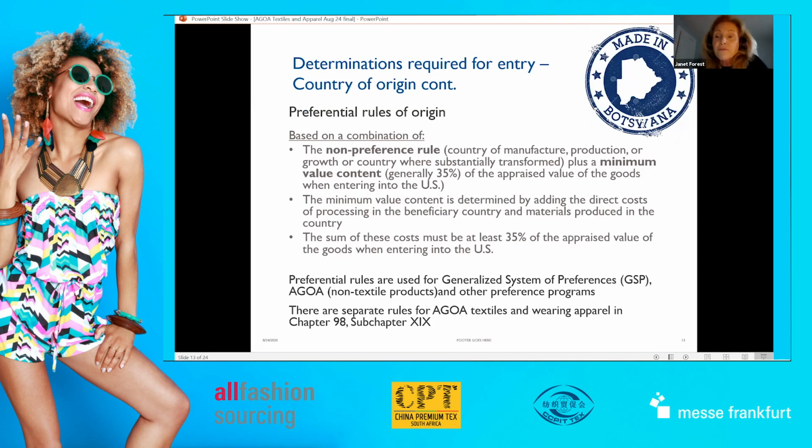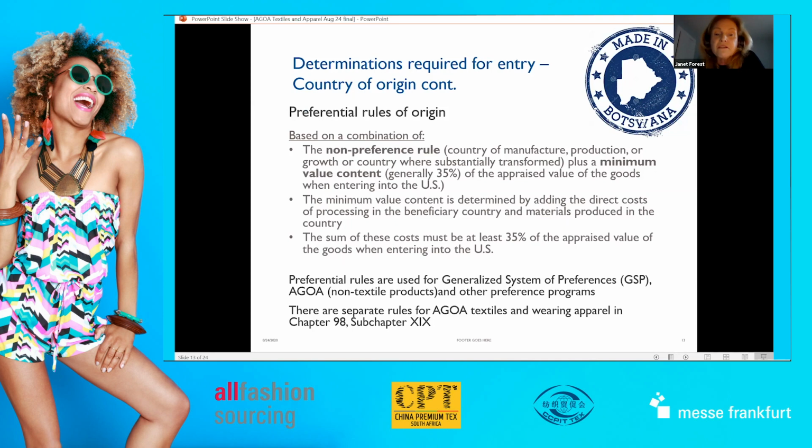Now I will address the preferential rules of origin, and these are the ones that are used for preference programs such as GSP and AGOA. Generally speaking, and the discussion at the top here is related to non-textile products actually, you will look at the non-preference rule, which is country of manufacture, production, or growth, plus a minimum value content, and that is usually 35%.